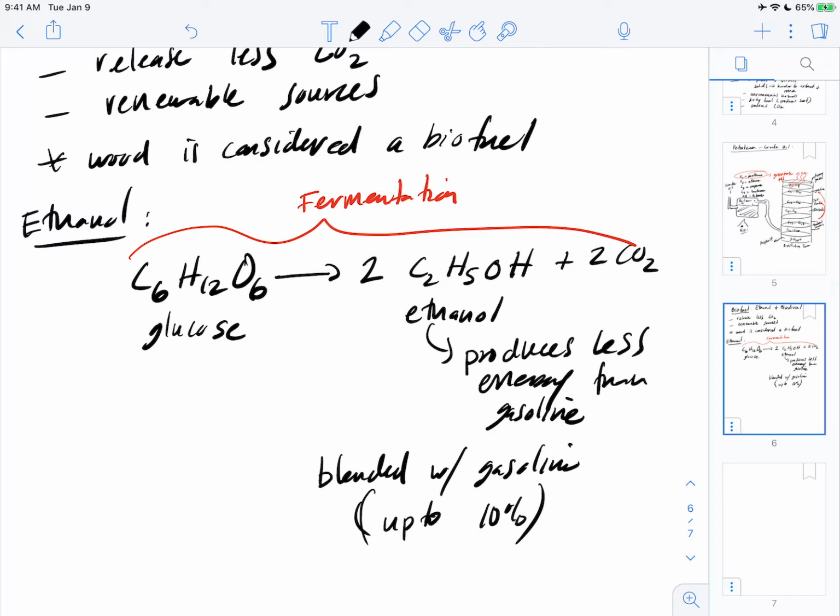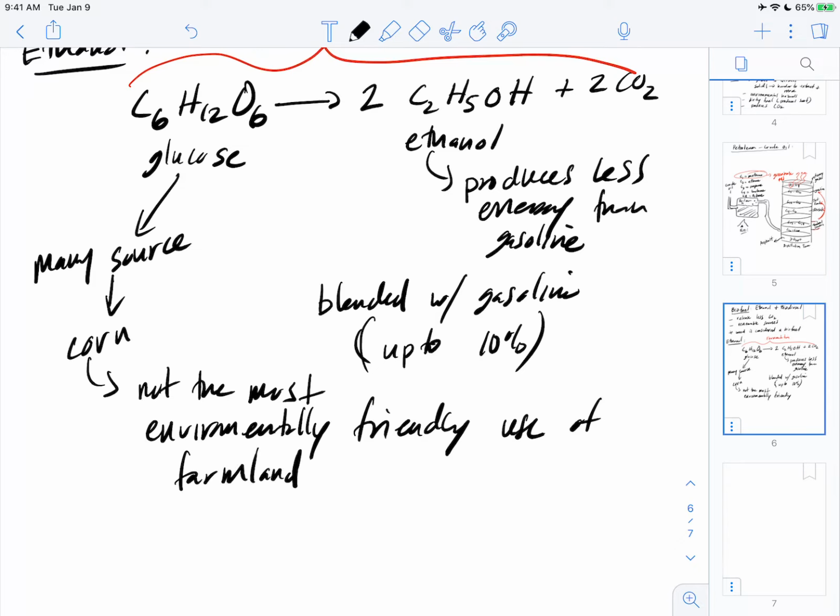Like I said earlier, this glucose can come from many sources, though for political and other reasons, the corn industry tends to be the one that has been utilized the most. But to use farmland specifically to grow corn to make ethanol is not the most environmentally friendly use of farmland. Again, there are pros and cons to ethanol as an energy source in that you are giving up one thing for another. You're making a cleaner fuel, though not as energy efficient. But to do so, you have to grow lots of corn, and that agricultural land could be used for other things. So again, be aware of that.